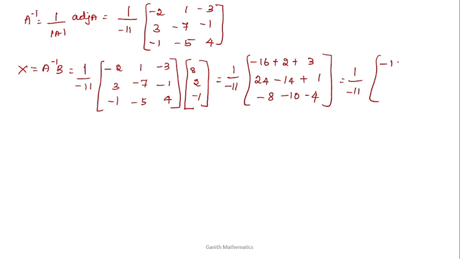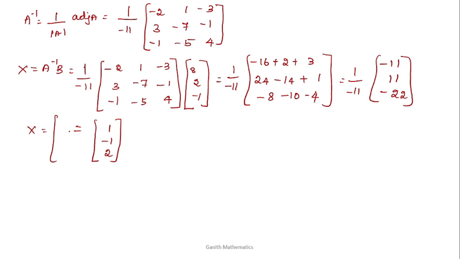And this is equal to 1 by minus 11 of minus 16 plus 2 plus 3, that is minus 11. 24 minus 14 is 10, so plus 10 plus 1 is 11, and these are all minus, minus 8 minus 4 is minus 12, minus 12 minus 10 is minus 22, right? So if you divide these values, this would be 1, minus 1 and 2.